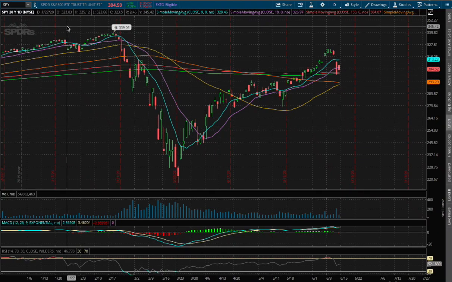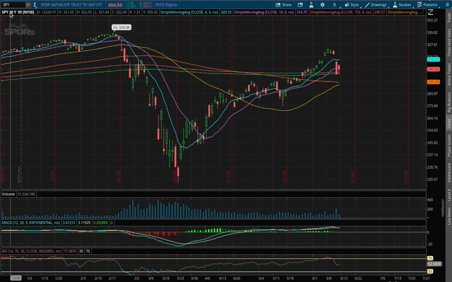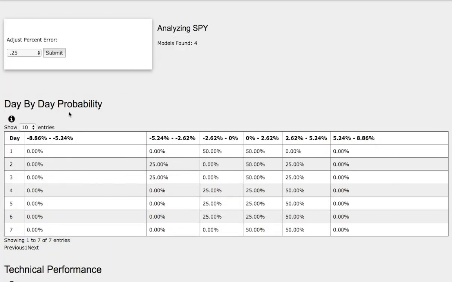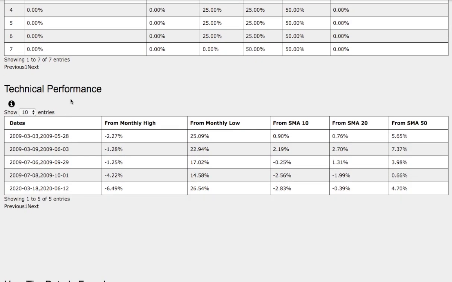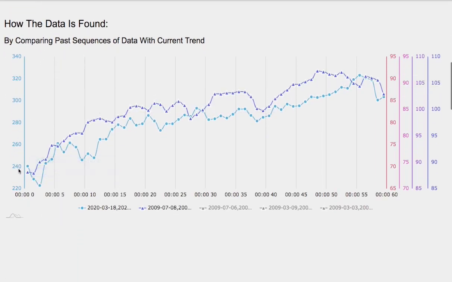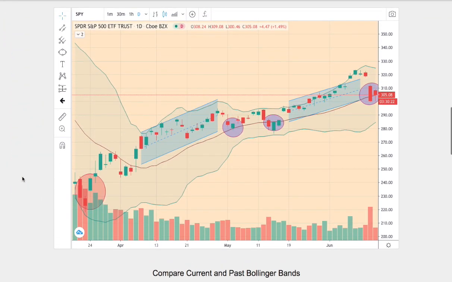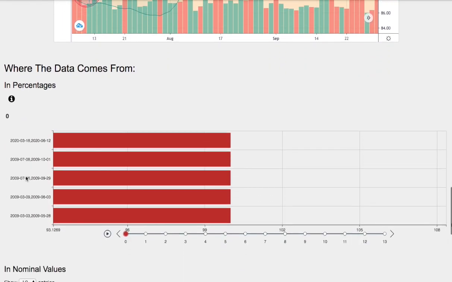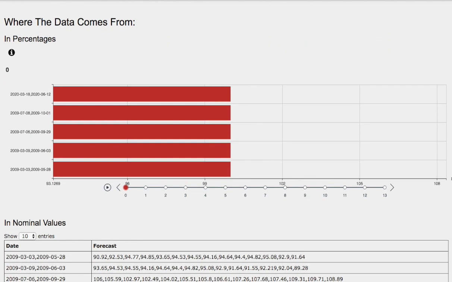Hello viewers, we'll be going over the S&P 500 ETF, ticker symbol SPY. In this video, we'll be going over the day-by-day probability model, the technical performance of each model, and how we find the models. We'll examine the current trend against the trend in the past, and we'll go over the day-by-day forecast for the S&P 500.